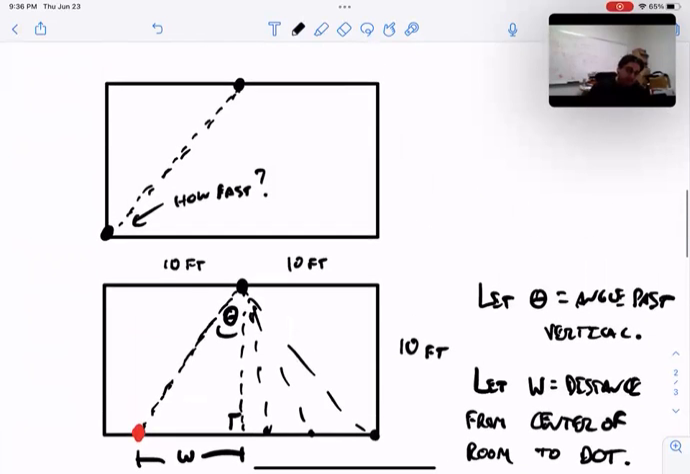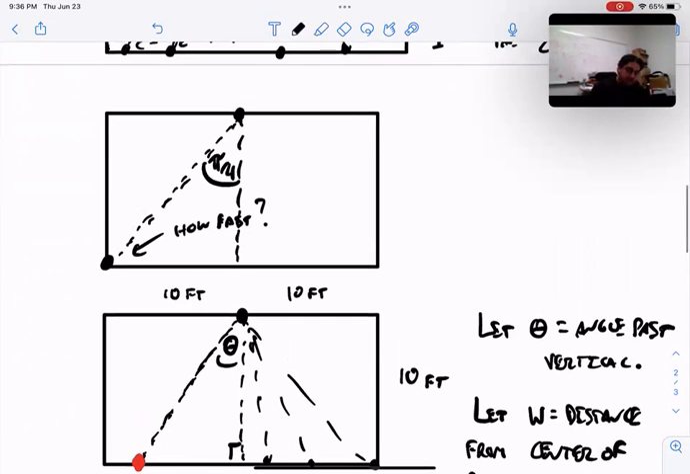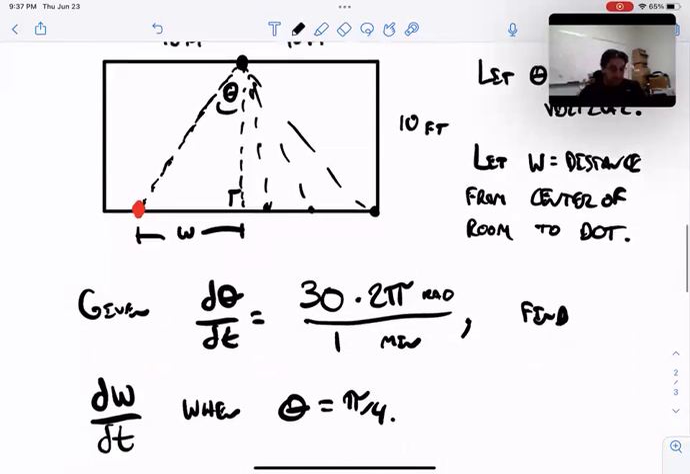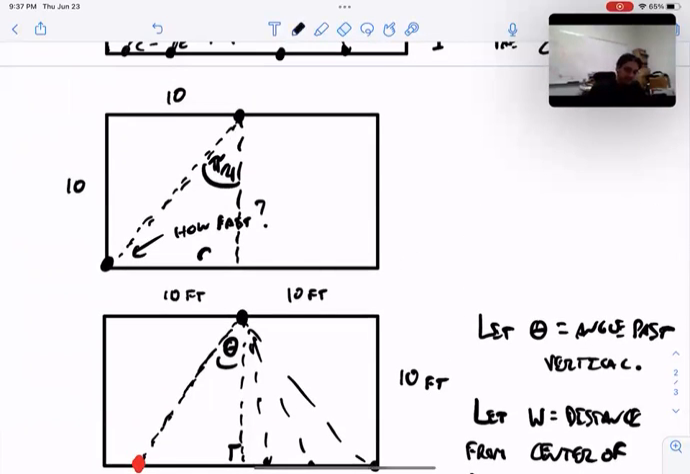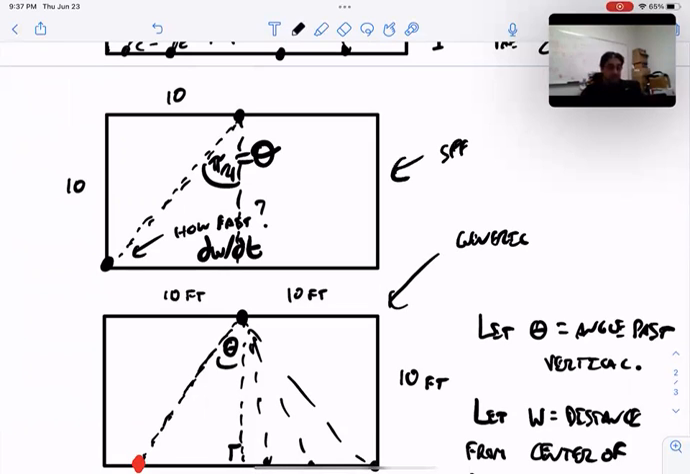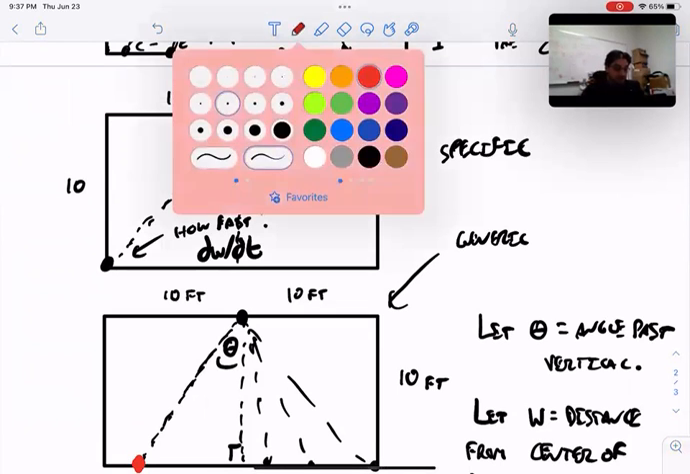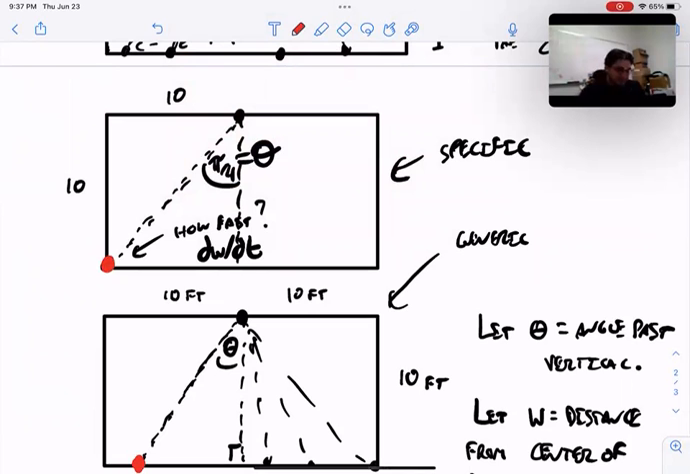Because if you look at the special situation that we really care about, theta is going to be pi over 4 because this is 10 and 10. We want a 45 degree angle there because I want those two sides to be equal. So I want dw dt when theta equals pi over 4. That's the situation I really care about, because I want dw dt at the special time when theta equals pi over 4. The picture I drew is a little more generic, just to represent the situation, while this one is specific to the situation we're really wondering about, with a red dot to show what we're looking at.